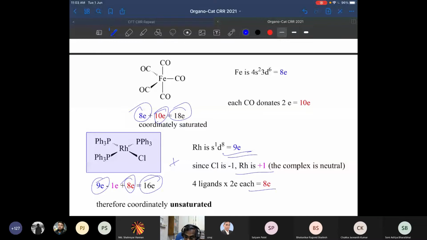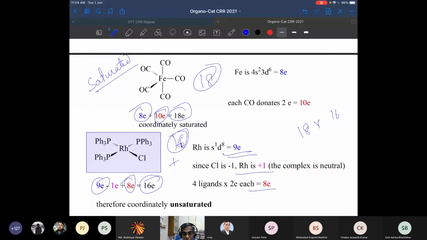Now 18 versus 16. In the case of the iron pentacarbonyl, I have 18 electrons. In the case of a rhodium complex, I have only 16 electrons. Now, what I am going to call this is coordinatively unsaturated. The 18 electron is saturated.